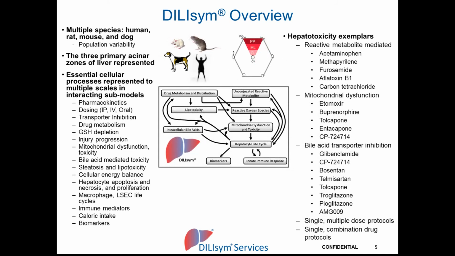So the diagram really describes the qualitative interactions. In order to capture the quantitative aspects, we've relied on what we call exemplar drugs of hepatotoxicity, and you can see them listed on the right side of the slide here, where we've grouped them into their mechanistic categories: reactive metabolites, mitochondrial dysfunction, and bile acid transporter inhibition. You can see that some compounds span multiple mechanisms. And again, we've used this to establish the quantitative interactions within and between the submodels captured in this summary diagram.